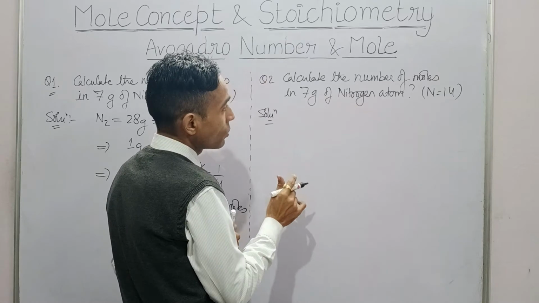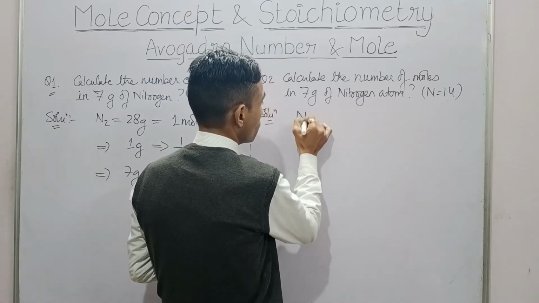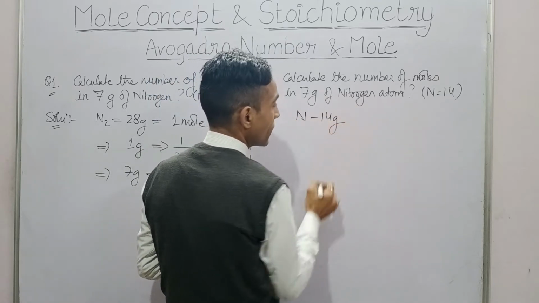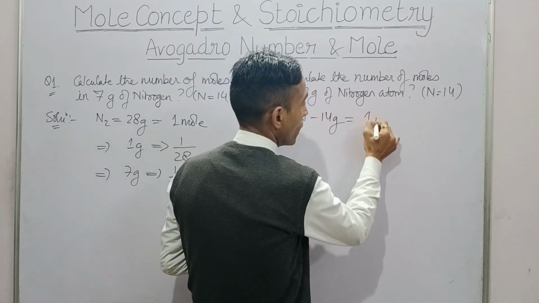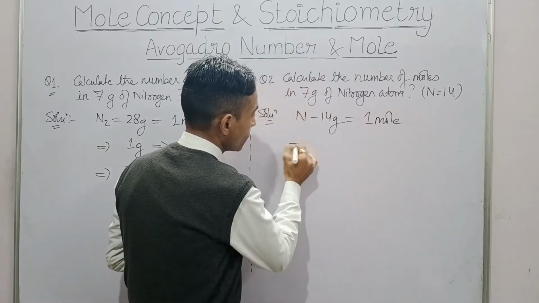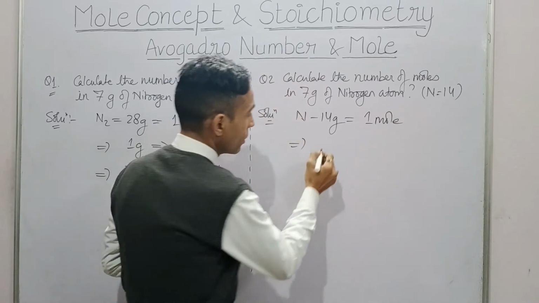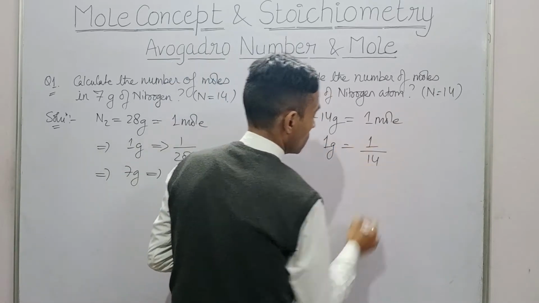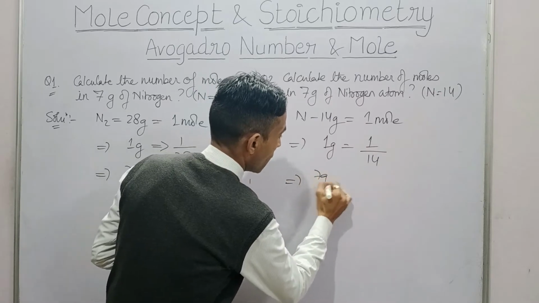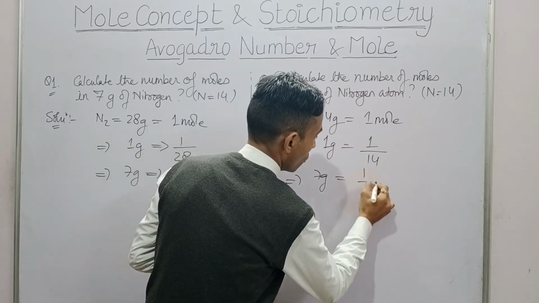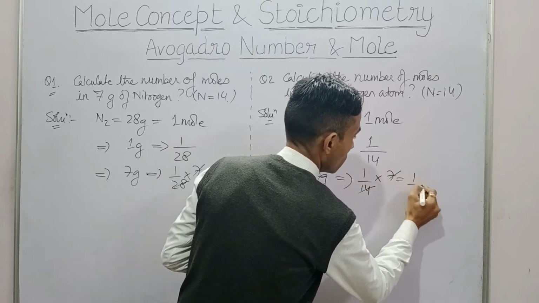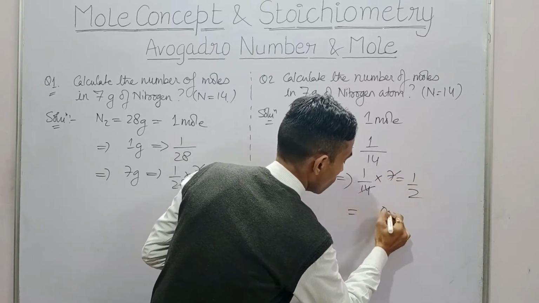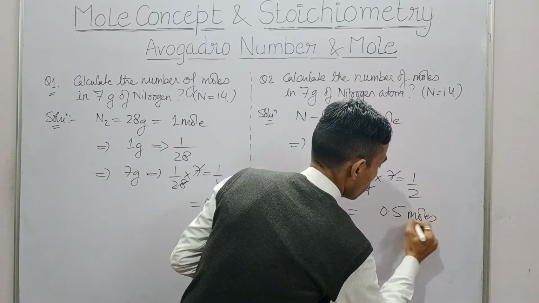Now in the second one we have atom. So the atomic mass of nitrogen is 14. If we write it in gram, this becomes gram atomic mass, which is equal to 1 mole. Let's apply unitary method and therefore 7 gram will be equal to 1 by 14, cancellation, and this means 0.5 moles.